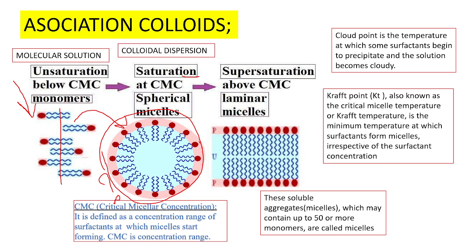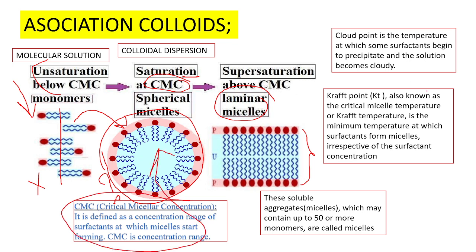See here, these monomers, this monomer concentration we cannot call a critical micellar concentration. Furthermore, if you increase the concentration greater than the critical micellar concentration, then lamellar micelles will form. The concentration of this one we can call the critical micellar concentration. Kraft point is nothing but the temperature at which there is a formation of micelles. We can call that the Kraft point.